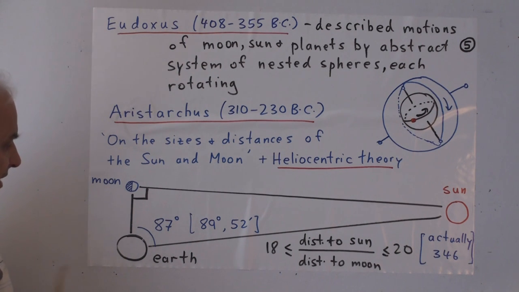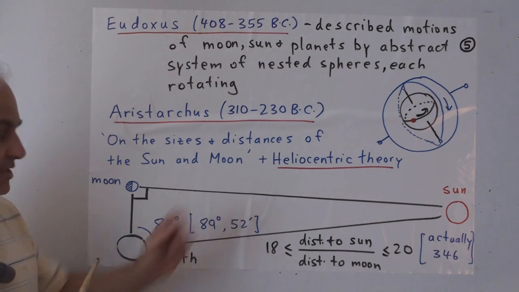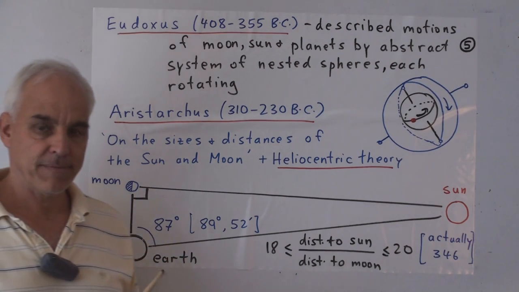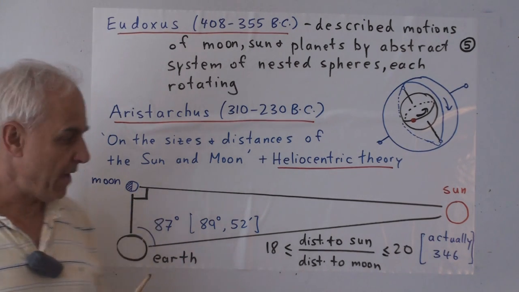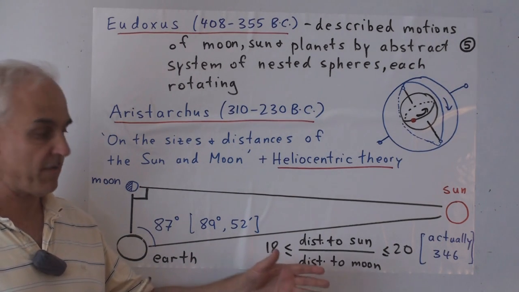So he made an estimate. It's a little bit hard to do this. You have to be a little bit careful. He said that maybe this is 87 degrees. Okay, it turns out that it's much closer to being 90 than that. It's actually 89 degrees and 52 seconds. So this is not at all a very good observational result. And that meant that this ratio that he got was in fact quite off.